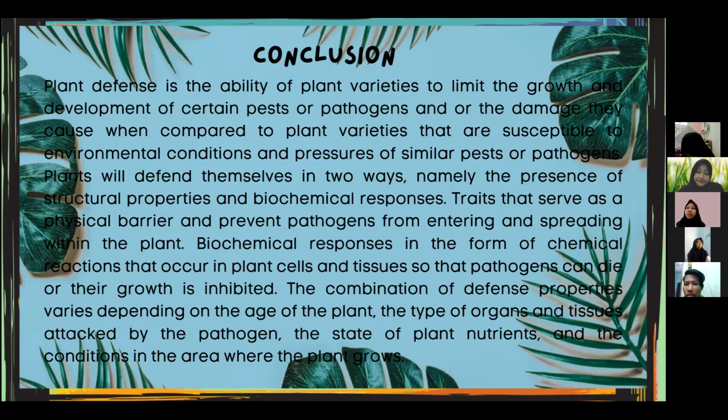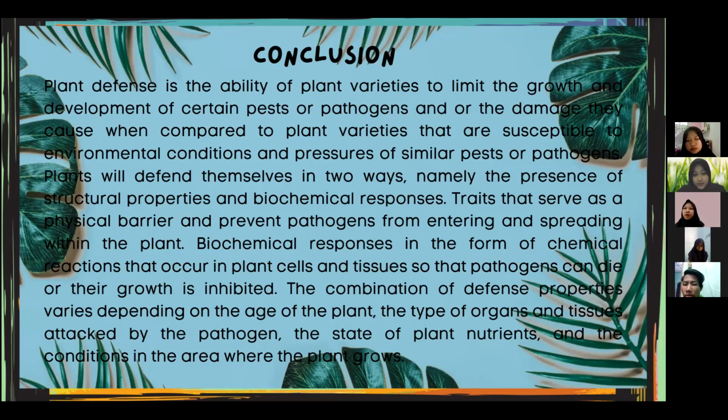Plants will defend themselves in two ways, namely the presence of structural properties and biochemical response. Structural traits serve as a physical barrier and prevent pathogens from entering and spreading within the plant. Biochemical responses are in the form of chemical reactions that occur in plant cells and tissues so that pathogens can die or their growth is inhibited.